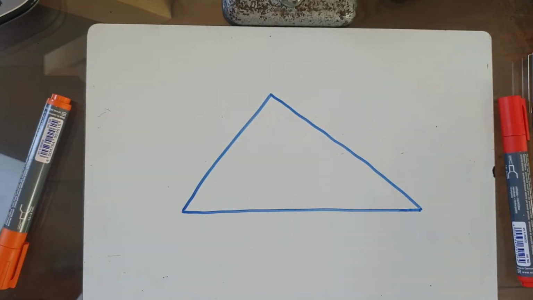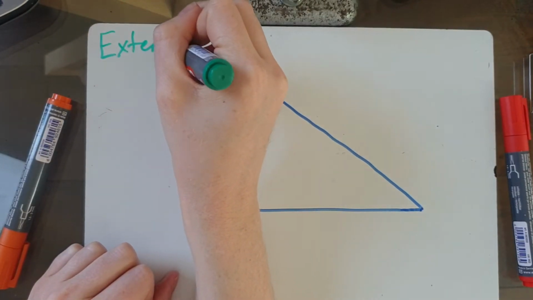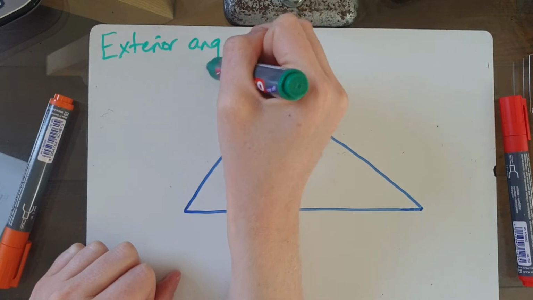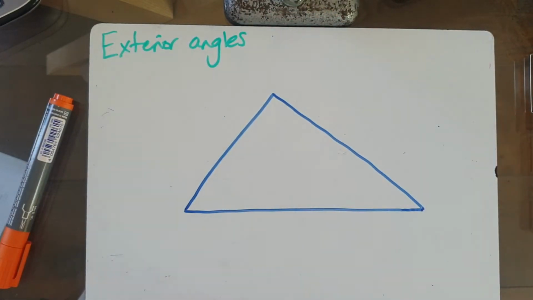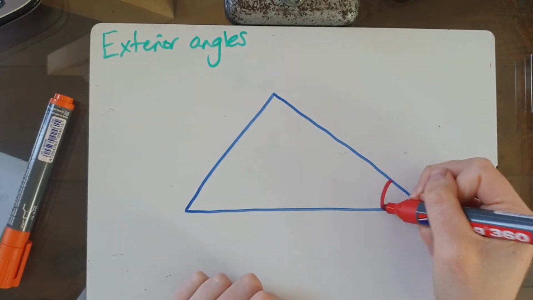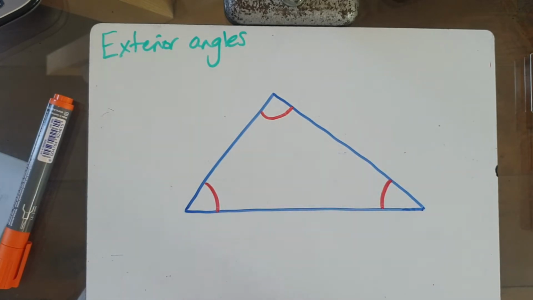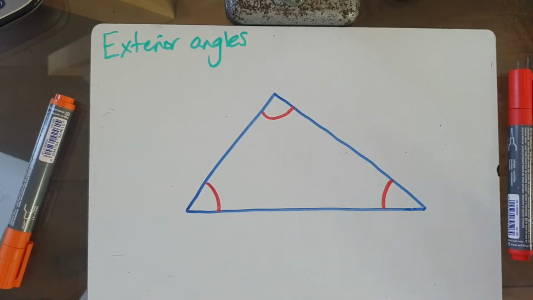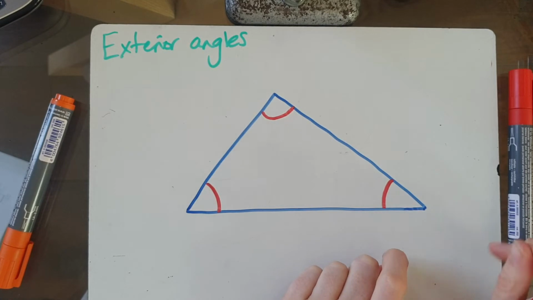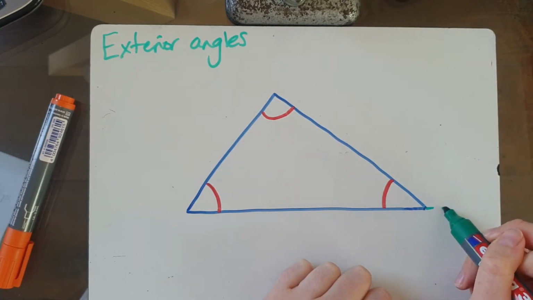So for exterior angles, I'm going to write that up here. Exterior angles. If we take this triangle, the interior angles are the angles on the inside. So they are the interior angles. The way that we find exterior angles is at each point, extend one of the sides out. So I'm going to extend this bottom side out like this.